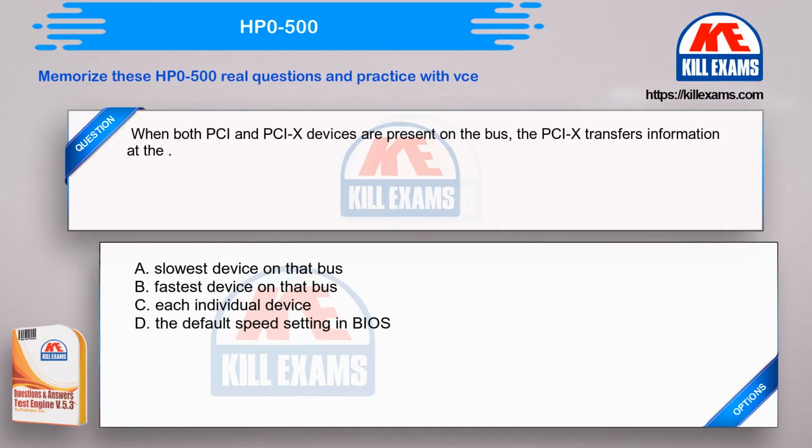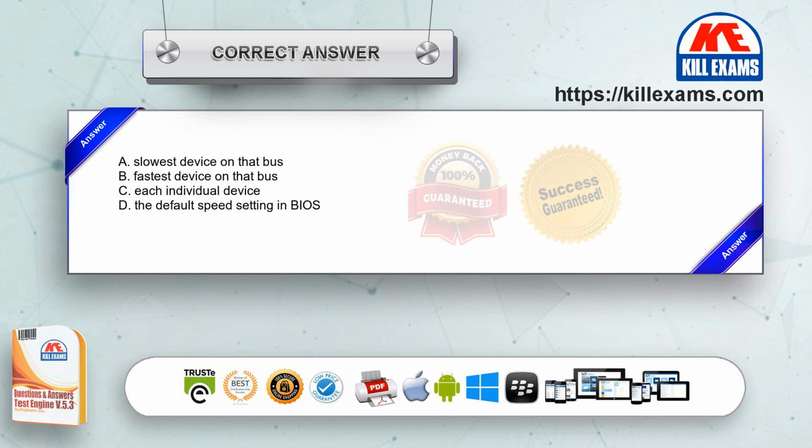When both PCI and PCIX devices are present on the bus, the PCIX transfers information at the Option A. Slowest device on that bus. Option B. Fastest device on that bus. Option C. Each individual device. Option D. The default speed setting in BIOS. The correct answer is option A.